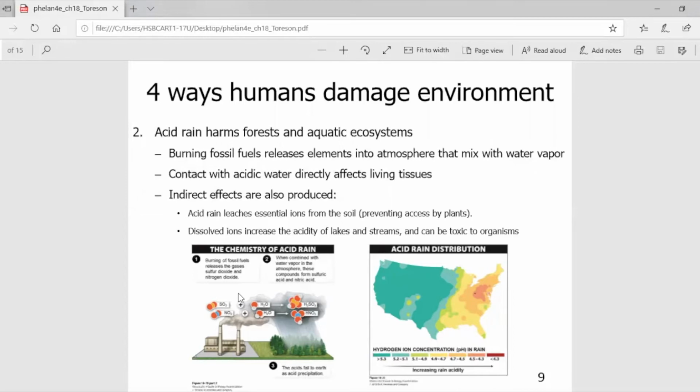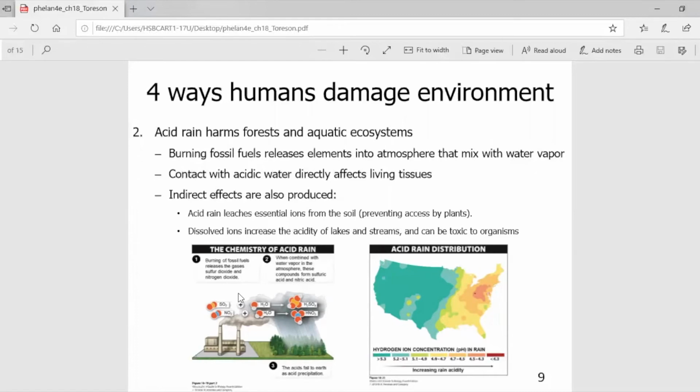So acid rain damages the environment directly when acidic rainwater damages whatever living tissue it contacts, so tree leaves or grasses. Acid rain can also damage the environment indirectly. Acid rain actually pulls essential ions and nutrients from the soil, and so then plants have less access to those ions and nutrients in the soil.